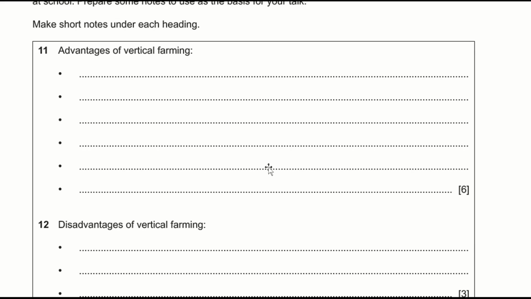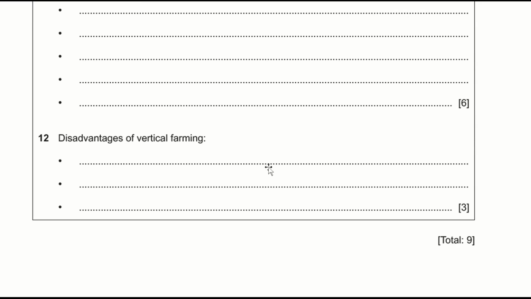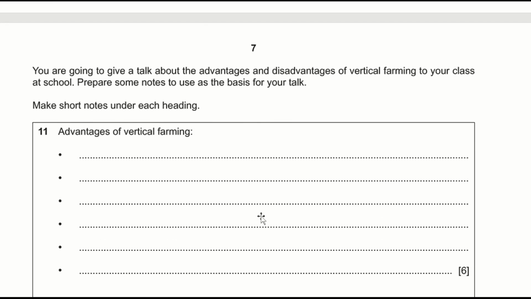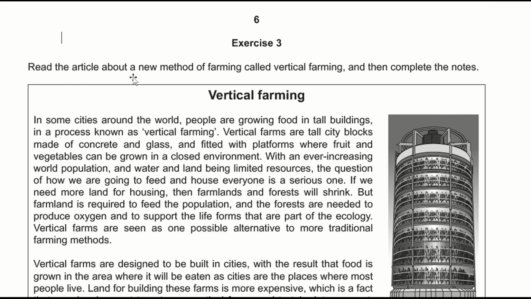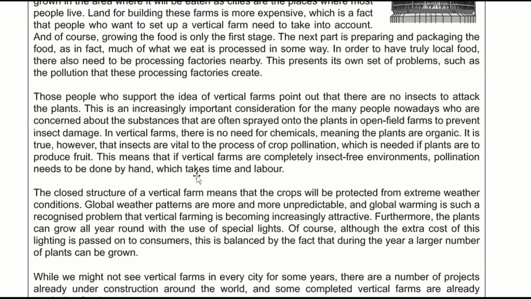Some of you may be doing the core. Again, you can look at my other videos that look at the differences between the extended and the core. It's very important that you select the correct paper that's suitable for you. With the extended paper, there is a total of 9 marks. With the core, there'll be a total of 7 marks for this section, but the text itself will be the same. So exercise 3: read the article about a new method of farming called vertical farming and then complete the notes. Here you've got the text on vertical farming.